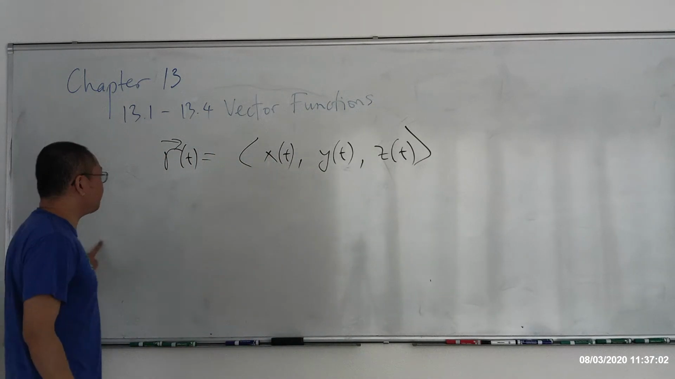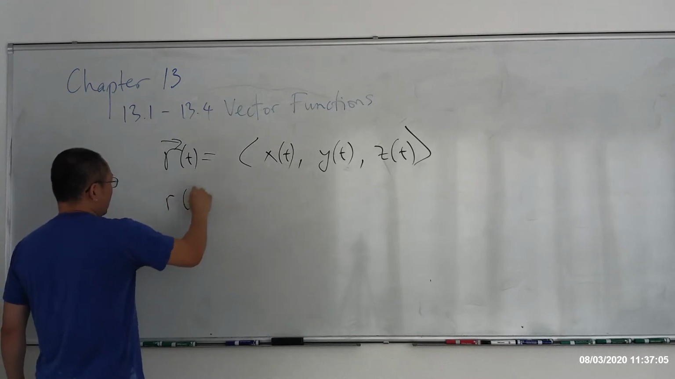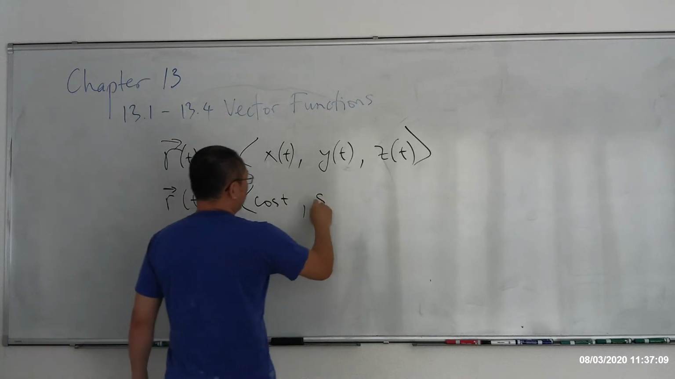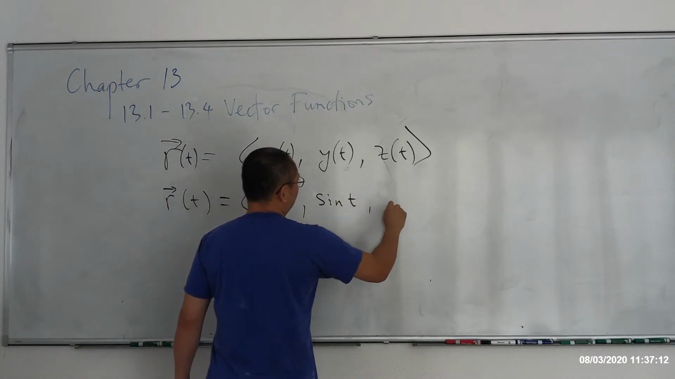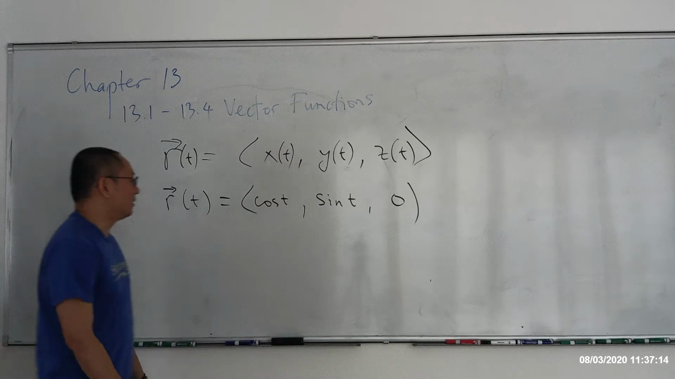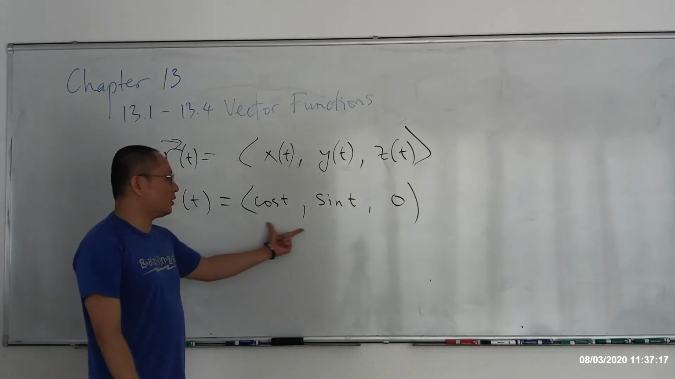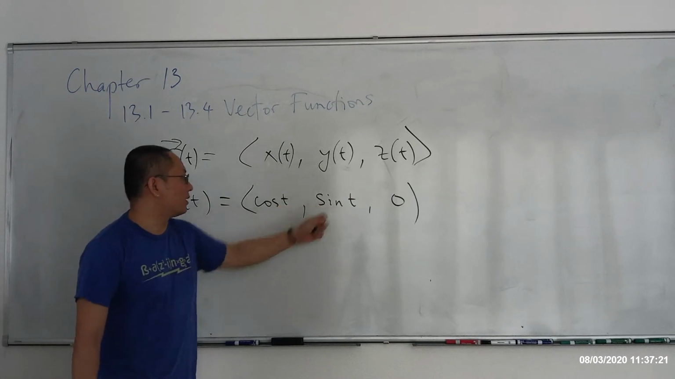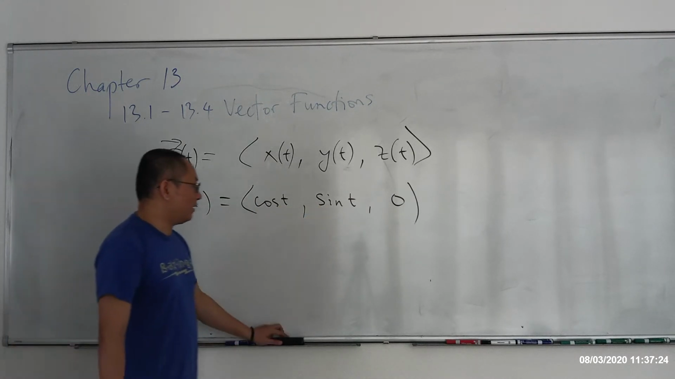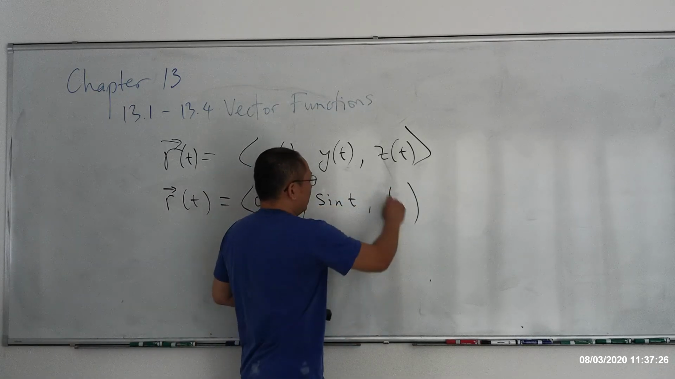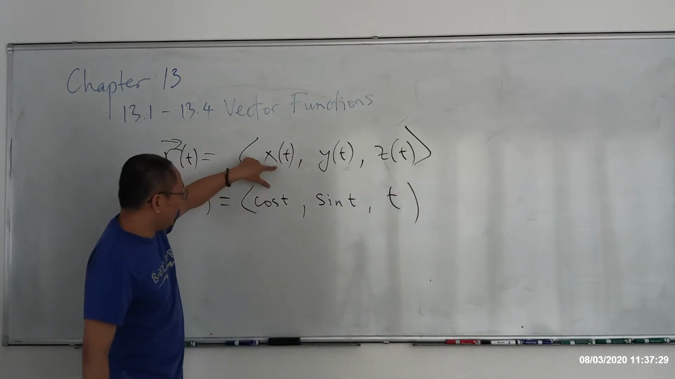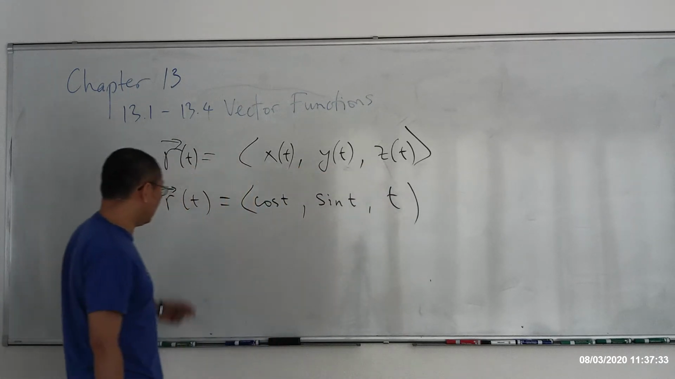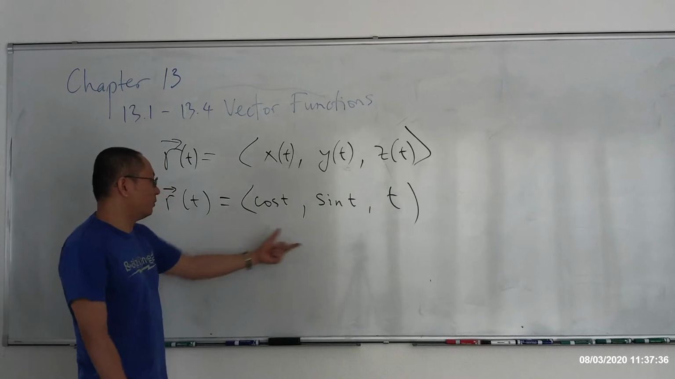For example, r(t) is equal to cosine t, comma, sine t, comma, say 0. If you graph this one, you have a circle on the xy plane. It's cosine squared plus sine squared equal to 1, a circle with radius 1. What if I put z equal to t? This means x(t) is equal to cosine t, y(t) equal to sine t, and z(t) equal to t, where t is any real number from negative infinity to positive infinity.